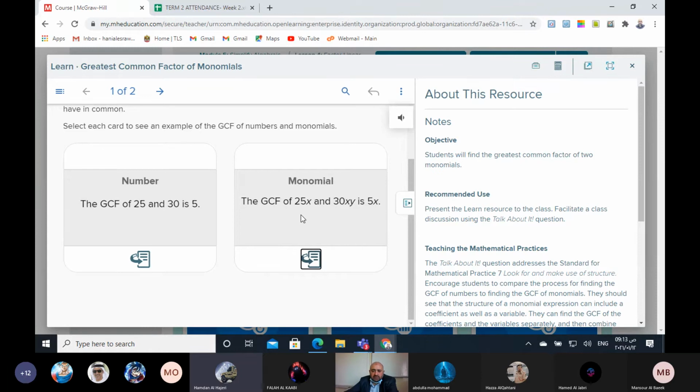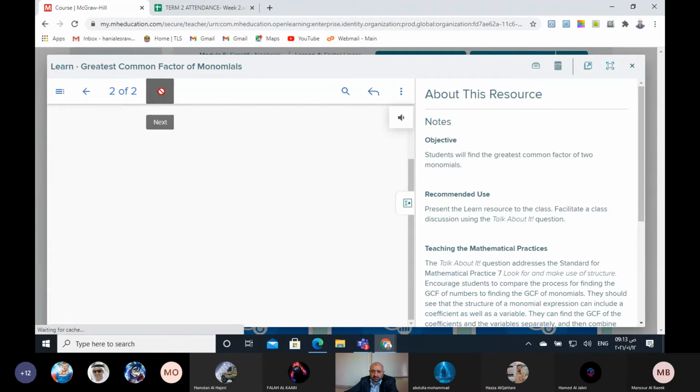Why here 5x? As you see, the GCF between 25 and 30 will be 5. So write here 5. And for the variable, take the common variable. Here we have x and here we have x, so take x. Why don't we take the y? Because y is just in the second term. We don't have y in the first term. So we can write 5x.